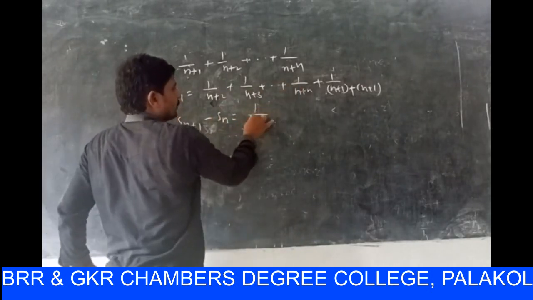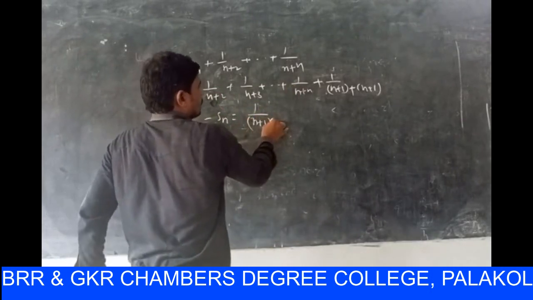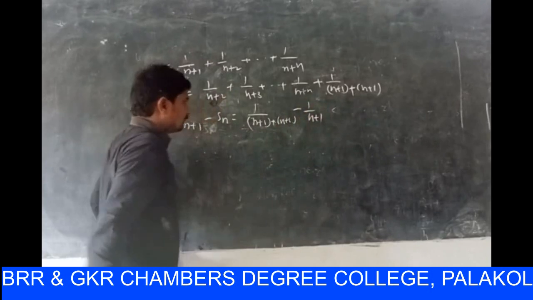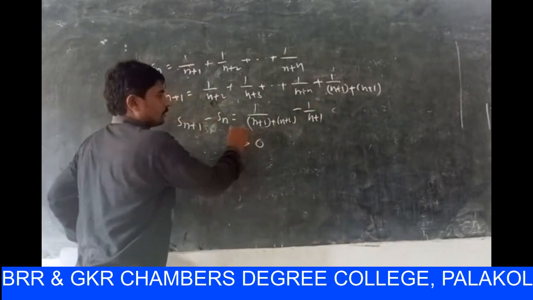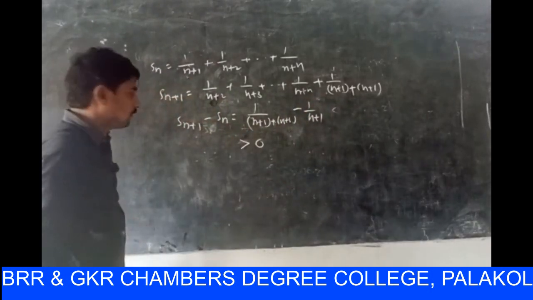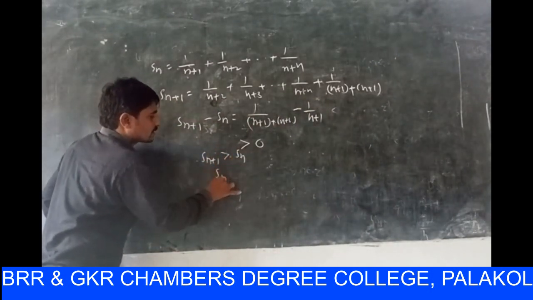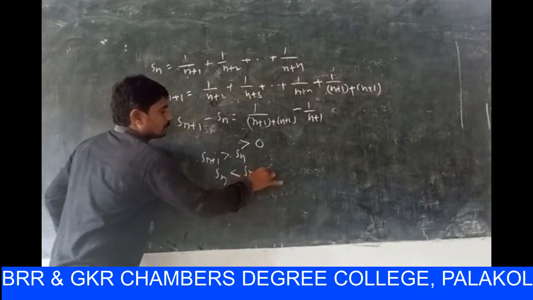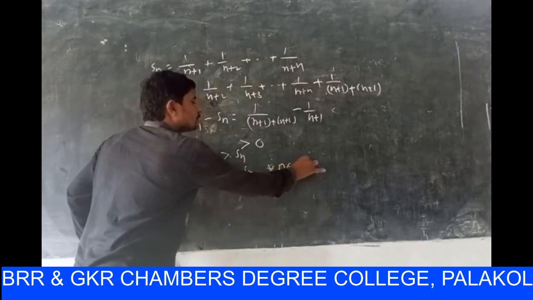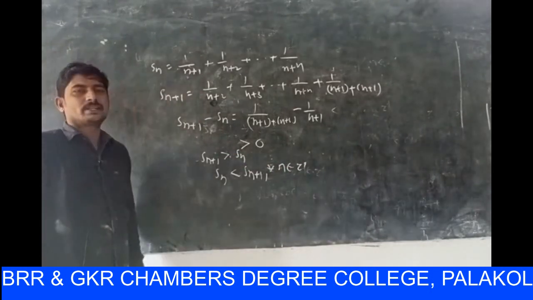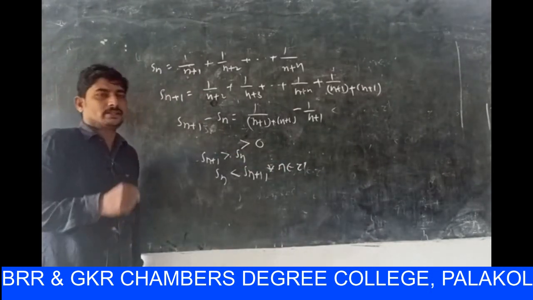The remaining is 1 by n plus 1 plus n plus 1 minus 1 by n plus 1. This is also greater than 0. The delta value is greater than 0 for any value of n, means Sn plus 1 is greater than Sn, means Sn is less than Sn plus 1 for all n belongs to Z plus. So as per the definition, we say that the sequence is an increasing sequence.